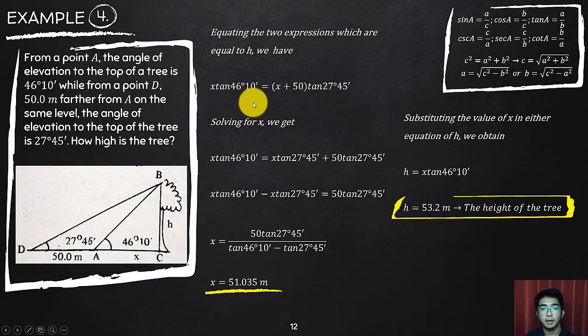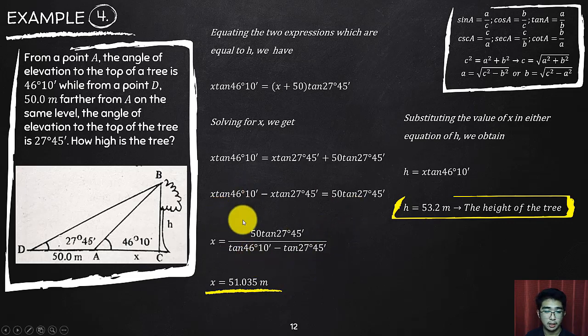So how many variables do we have now? We only have one, that is x, right? So solving for x, we get what? I guess we can distribute first tangent 27. It becomes this. Then we can transpose this to the left side. It becomes negative. Then we can factor out x. If we factor out x, that is now tangent 46 degrees 10 minutes minus tangent 27 degrees 45 minutes. Dividing both sides by this expression, we get the value of x as 50 times tangent 27 degrees 45 minutes all over tangent 46 degrees 10 minutes minus tangent 27 degrees 45 minutes.